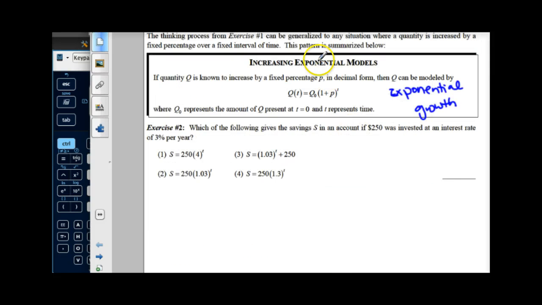So this is like a formula you need to know. Exponential: your starting amount, and then 1 plus whatever percent. And this P is always in decimal form.